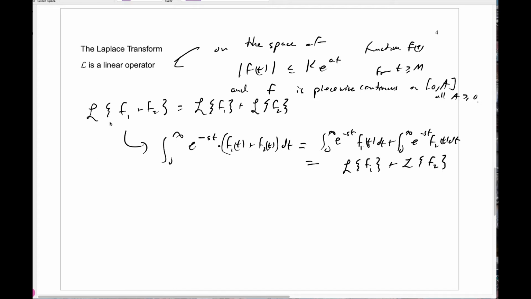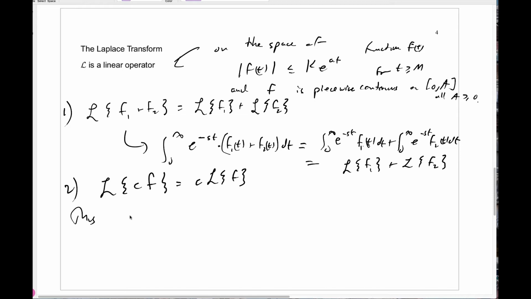The second property we need for linearity of this operator, that's property 1. Property 2 is that the Laplace transform of a constant times f should be that constant times the Laplace transform of f. And I want to leave you guys to just see if you can formally write down why this is true. Basically, just write down how this Laplace transform is defined, pull out the constant c, and you get that. What does linearity get you?